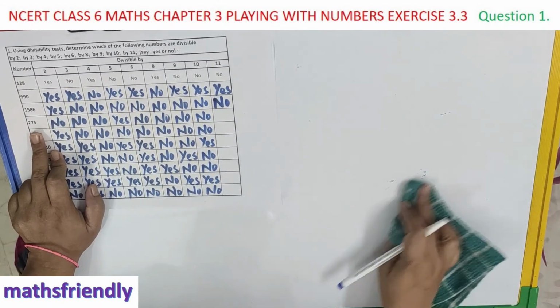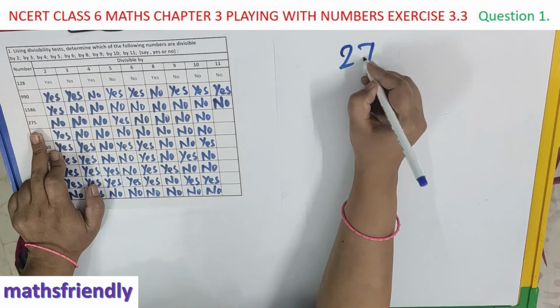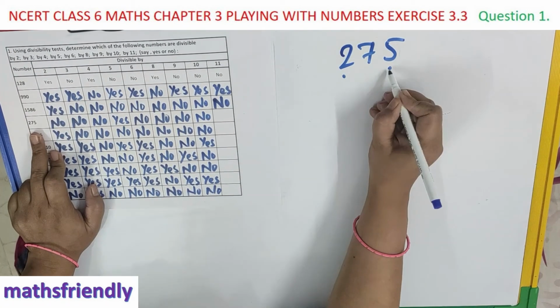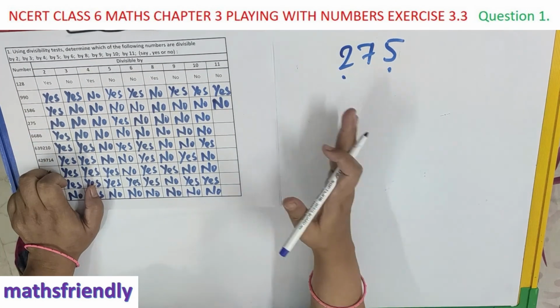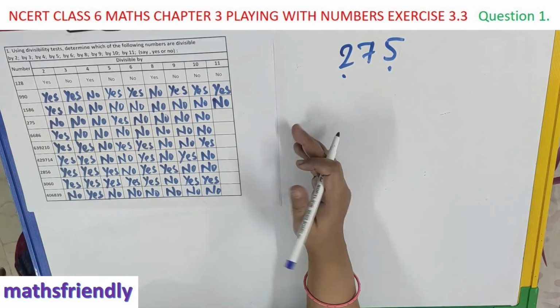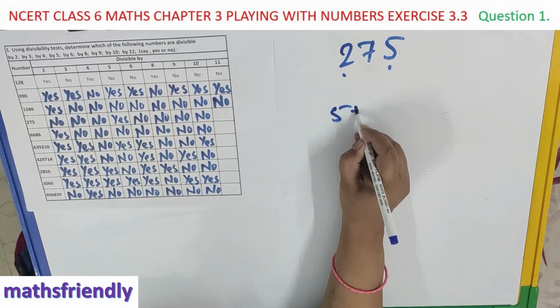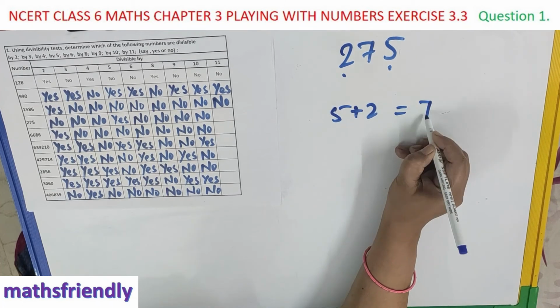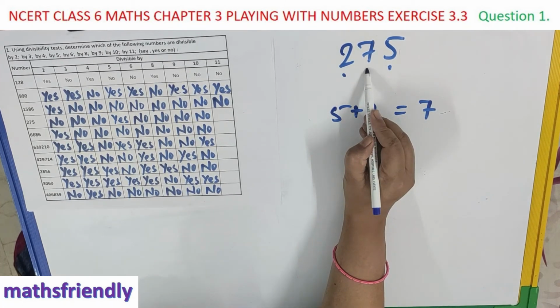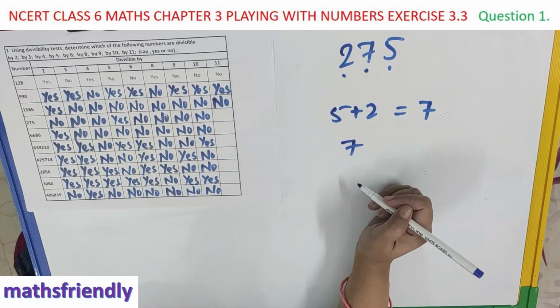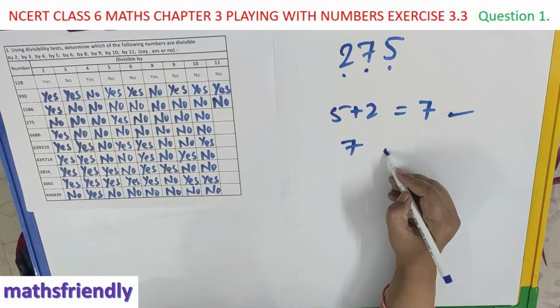275. What do we have to do? The digits at odd places are 5 and 2. From the right we are taking the digits. So the sum will be 5 plus 2, which is 7. And the digit at even places is 7. So we have to find the difference of these two.